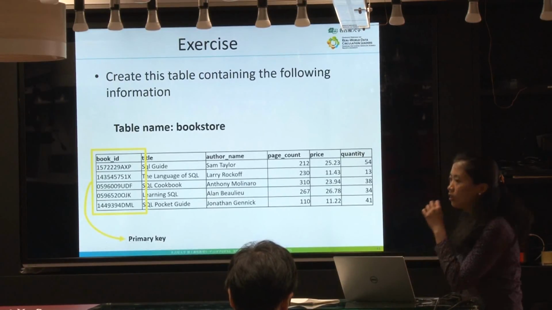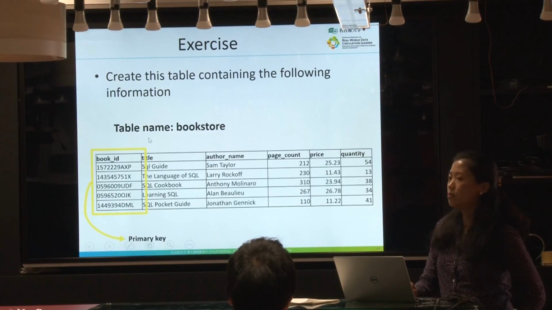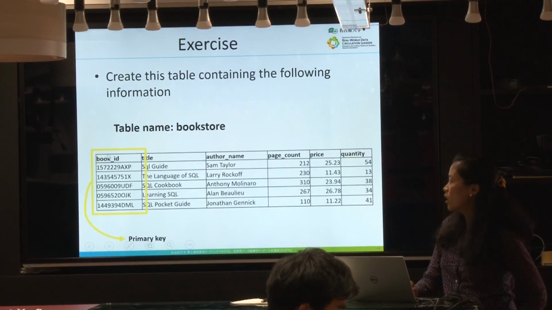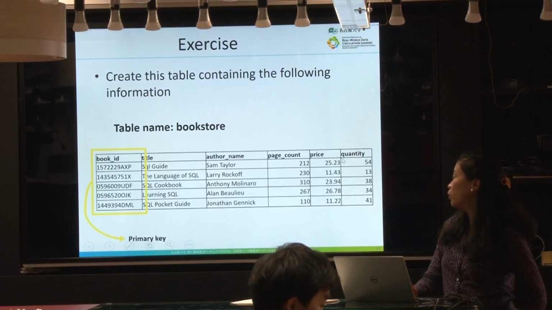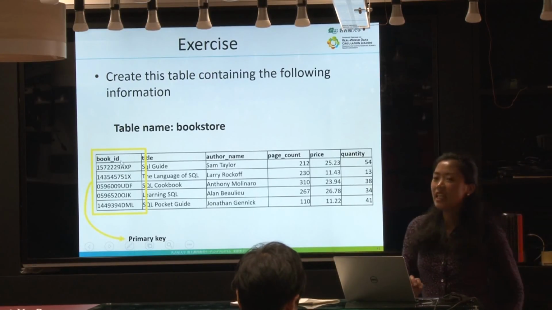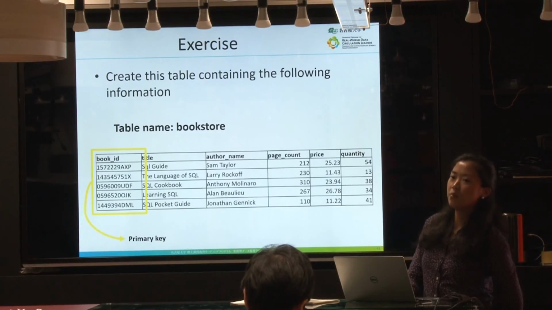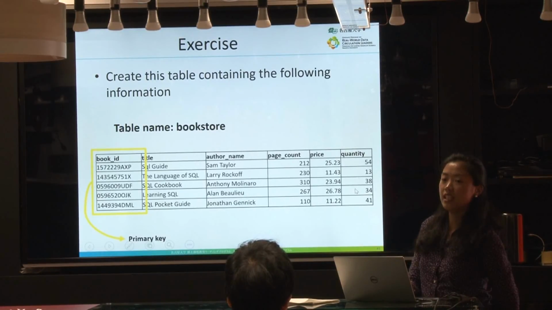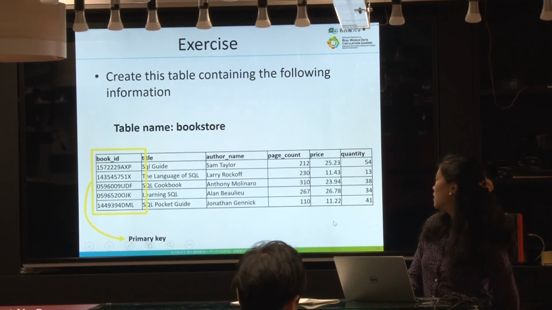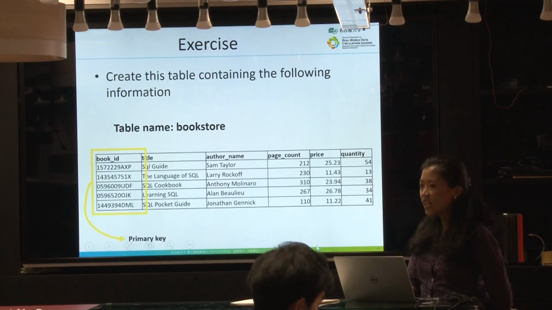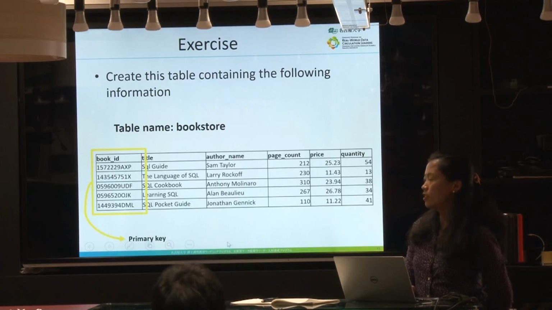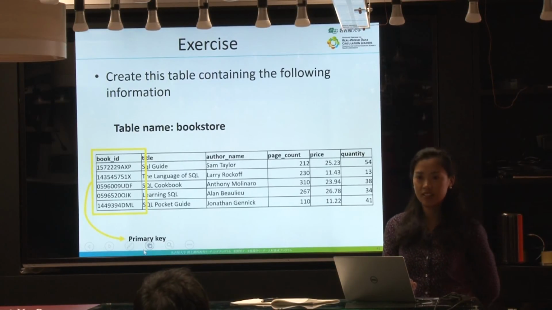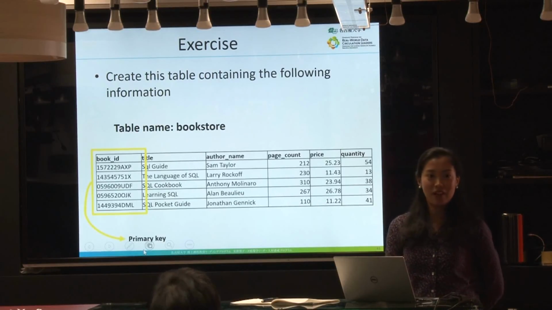For your exercise, I want you to create this table in your database. The table name is bookstore with the following information. You have five records with column names: book ID, title, author name, page count, price, and quantity. I leave it up to you to think about what the data type will be for each column: an integer, a decimal, a character. Maybe for page count and quantity, an integer, and for price, a decimal. And please set the book ID as the primary key. I think you can do that in 5 minutes.